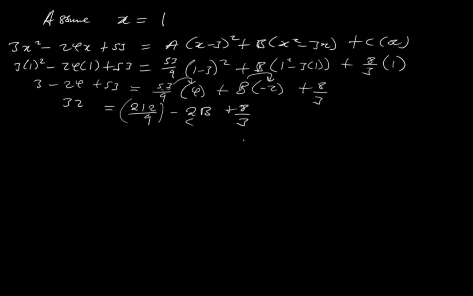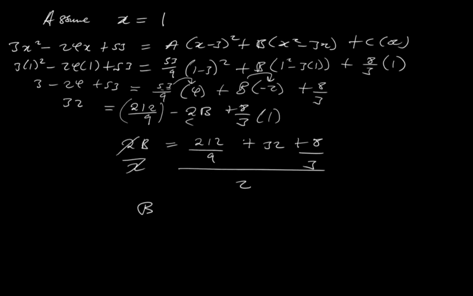All right, so it's a wonder, isn't it? Wonderful. So you are having this, so this can go the other side, and I can have 2b equal to 212 over 9 plus 32 plus 8 over 3. Then I can just divide by 2 to avoid wasting my time. Then b can be equal to, you can do the math from here if you want. You can do the math from there, and the value will still come out.